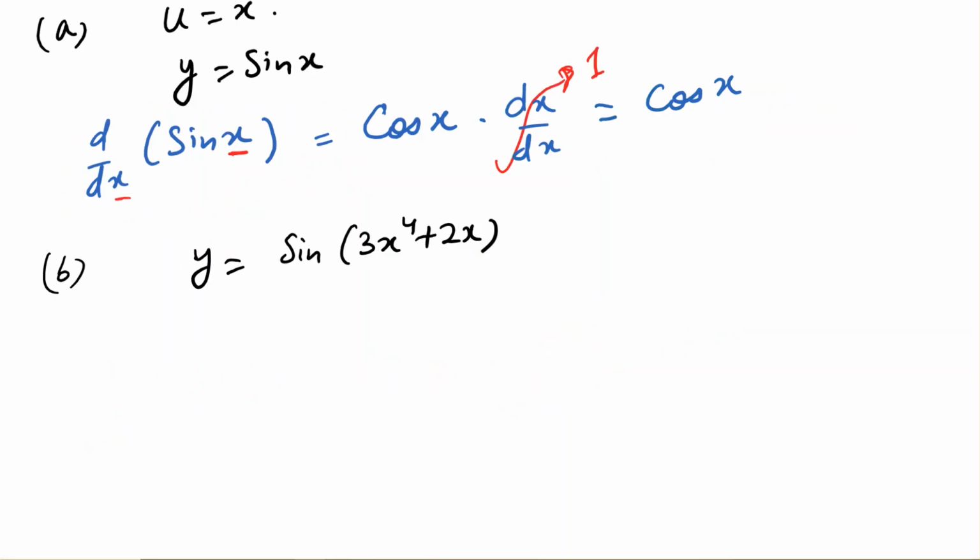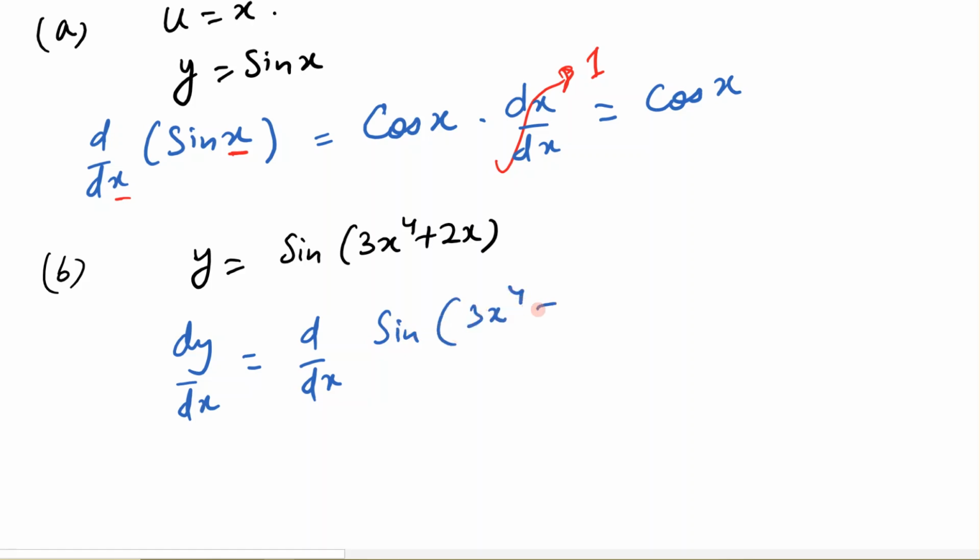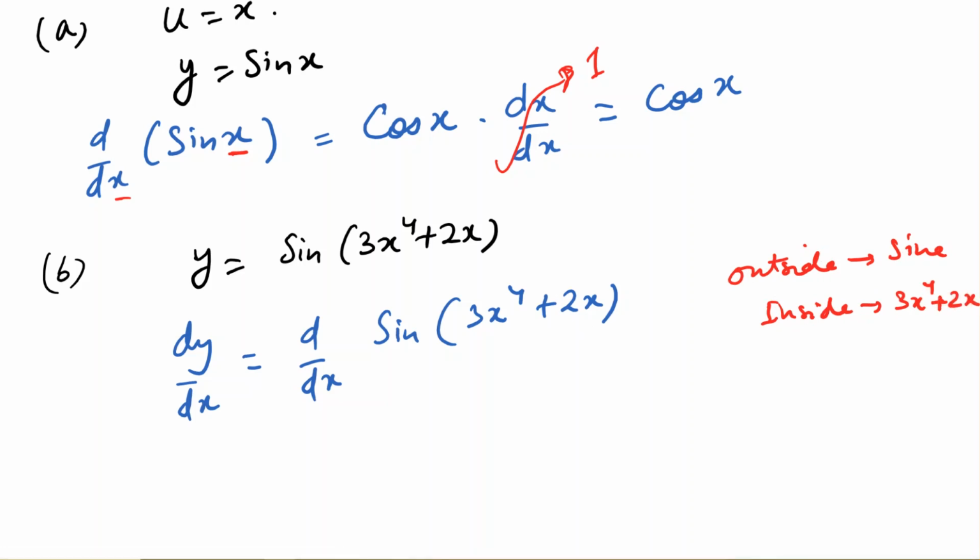Let's try another example. Let's find the derivative of sine of 3x raised to power 4 plus 2x. First we take the derivative with respect to x on both sides, so we're going to take the derivative of sine of 3x^4 plus 2x. Now this is our chain rule situation. We have the outside function, which is the sine function, and inside we have the polynomial 3x^4 plus 2x. If you remember, the chain rule was the derivative of outside times the derivative of inside.